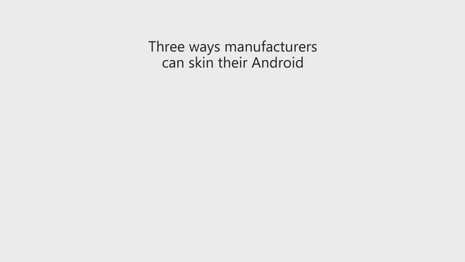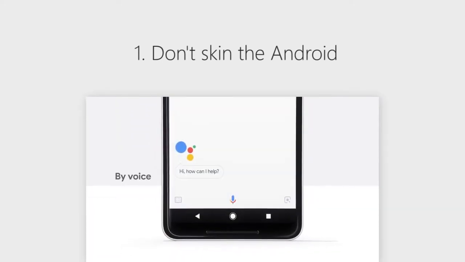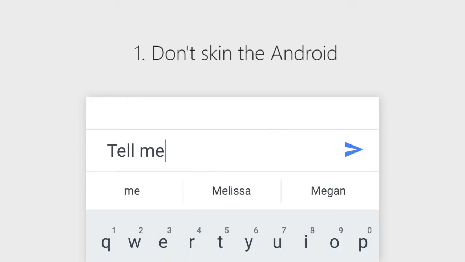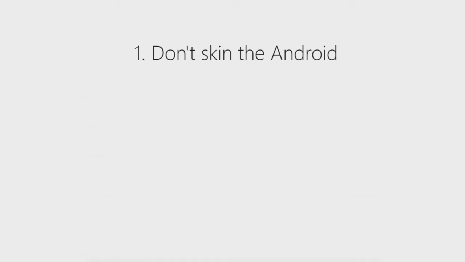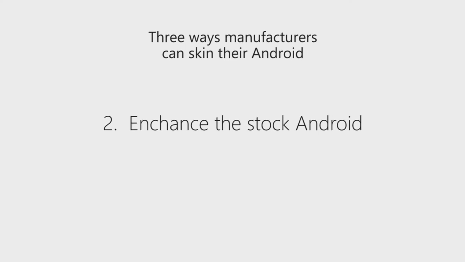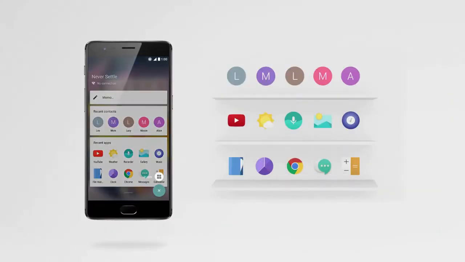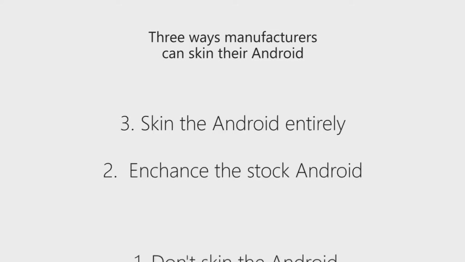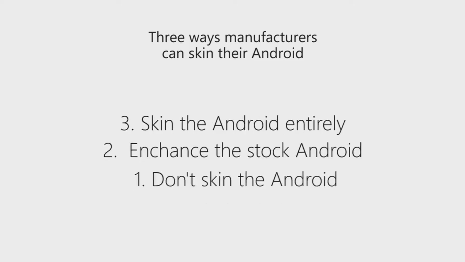See, there are three ways manufacturers can skin Android. Number 1. Don't skin the Android at all, and join Android One like Google Pixels and Nokia. All the services are purely provided by Google, which makes a clean and pure Android experience. Number 2. Enhance the abilities of stock Android like OxygenOS of OnePlus. Number 3. Or skin the Android entirely so that the Google factor disappears from the phone, like Xiaomi's MIUI.